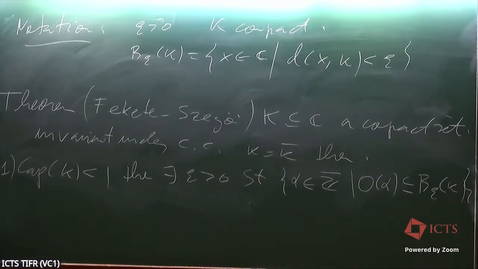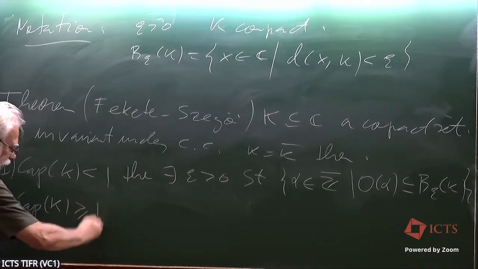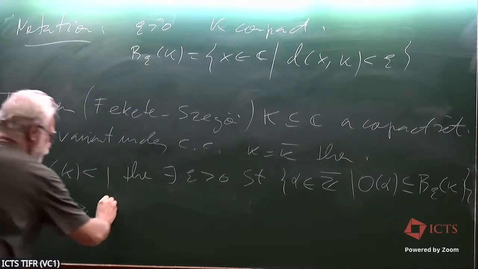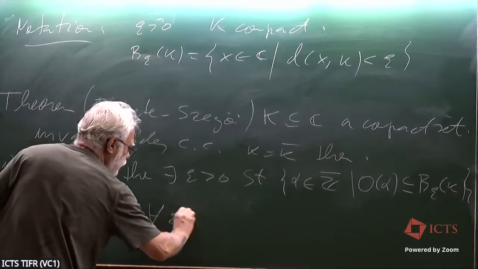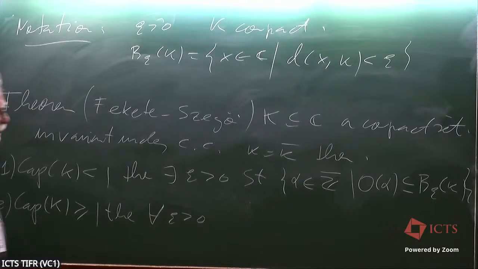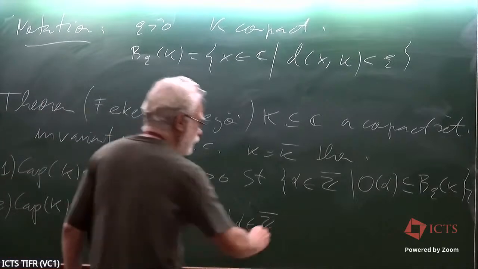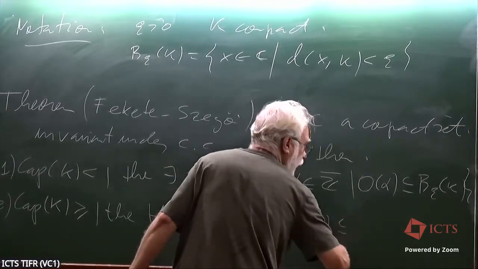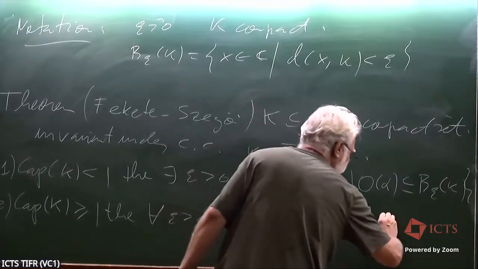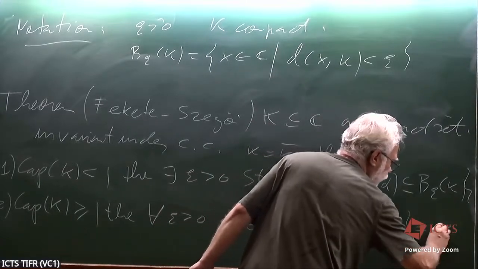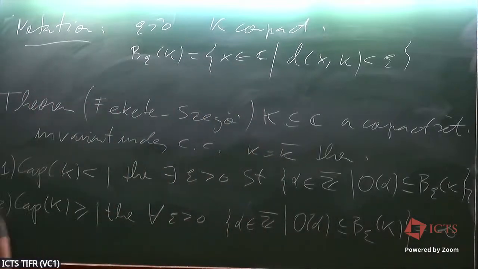But if the capacity of K is bigger or equal than 1, then for all epsilon bigger than 0, the set of alpha inside Z bar, such that the whole Galois orbit is contained in the epsilon neighborhood of K, this is infinite. So the capacity of a set is telling you whether you have or not a lot of integers whose Galois orbit is completely contained in a small neighborhood of your set.